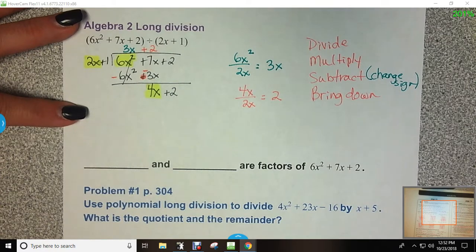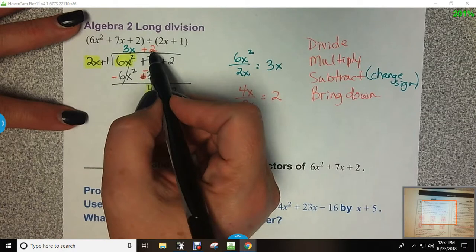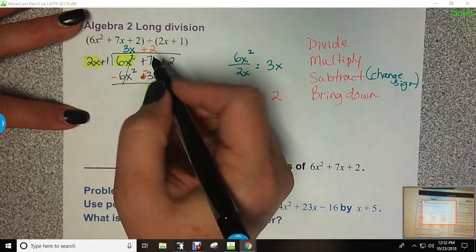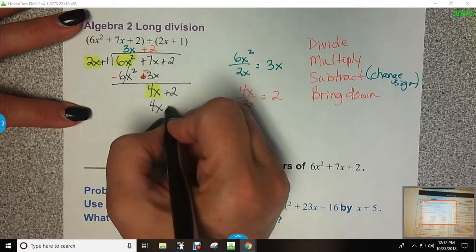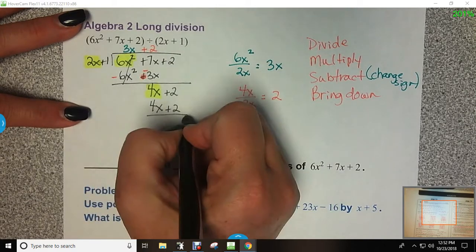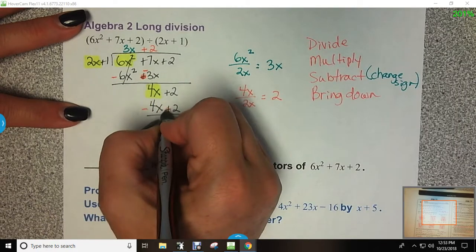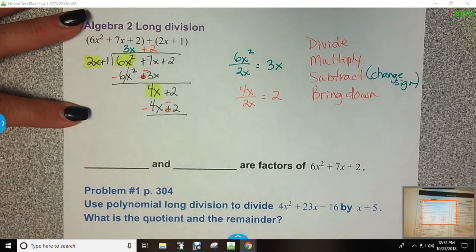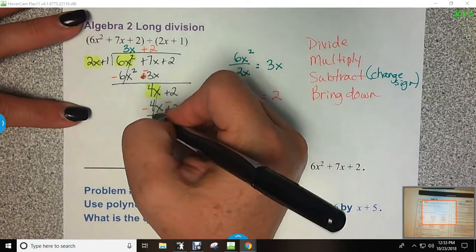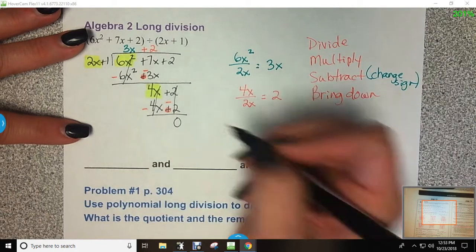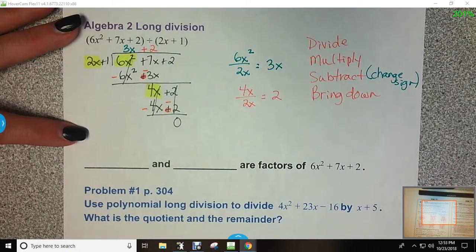And now the new term on top multiplies by everything out in front. So 2 times 2x is 4x. 2 times 1 is a positive 2. Change the signs so you can subtract. Your 4x cancel. The 2's also cancel, giving me a remainder of 0.